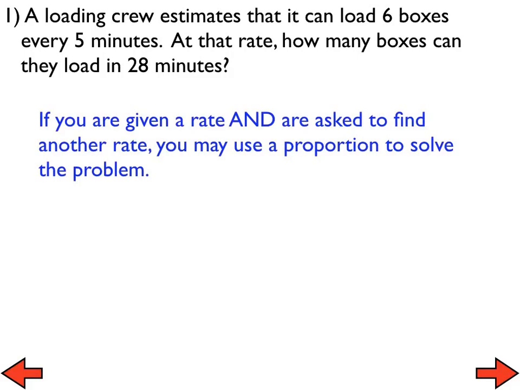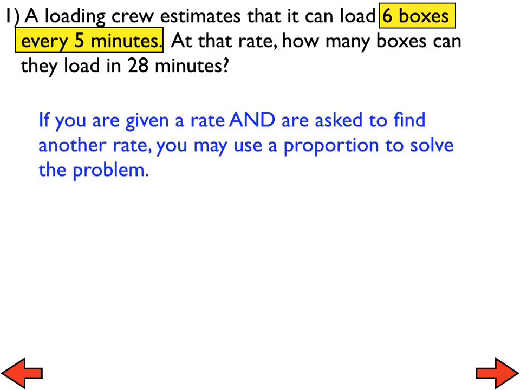Okay, I see that most of you did it the way I taught you, which is good. But if you're given a rate and you're asked to find another rate, you can use a proportion to solve the problem. So this first part, 6 boxes every 5 minutes, this is a rate. It's a comparison of 2 different things, right? Boxes and minutes are different. So that is a rate. Does it ask us to find a rate? It says at that rate, how many boxes can they load in 28 minutes? Are they asking us to find a rate? Yes, they are. We need to figure out how many boxes per 28 minutes.